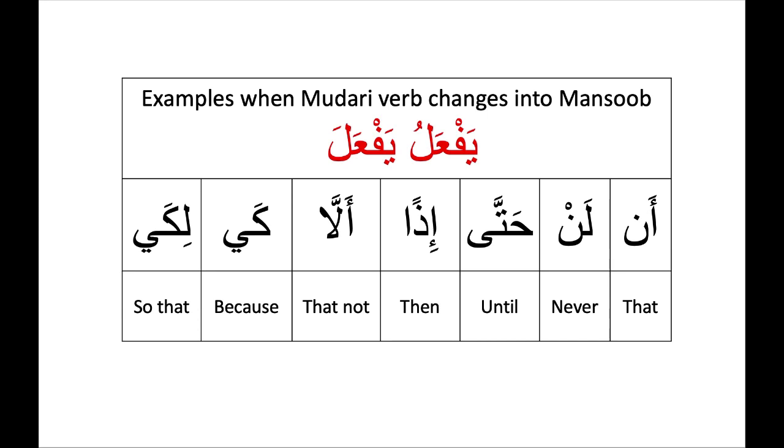So let's just go to the particles. An, lan, hatta, izan, alla, kai, likai. So, like the previous one, we need to just memorize these 7 together. They're harfu nasiba, meaning the harf which makes Mudari marfu into Mudari mansub. Mansub in short is called nasiba, it's called nasab. So let's memorize it. An lan hatta izan alla kai likai.